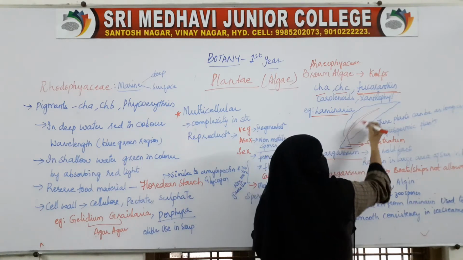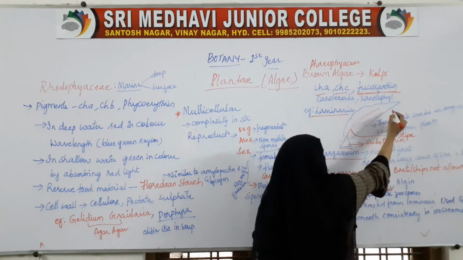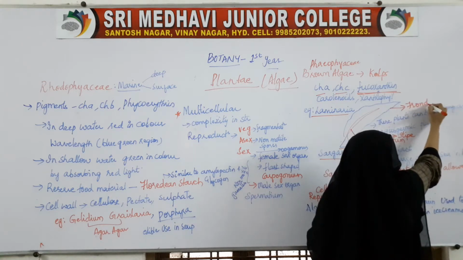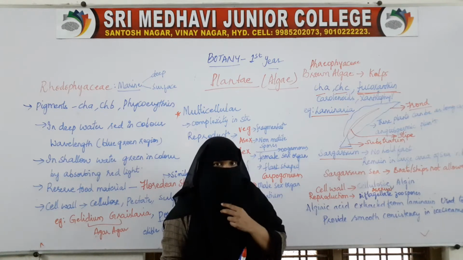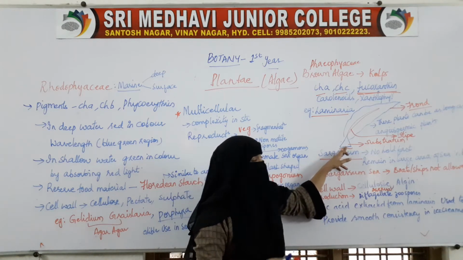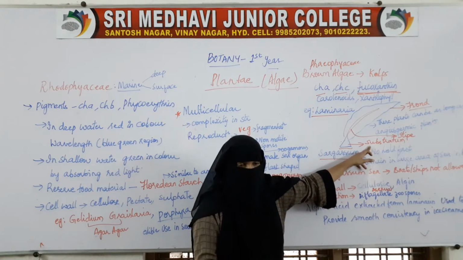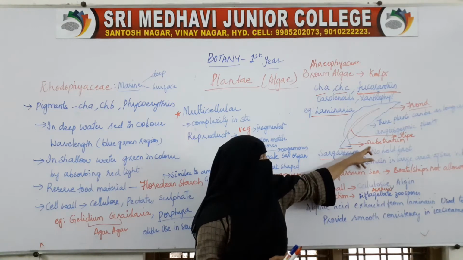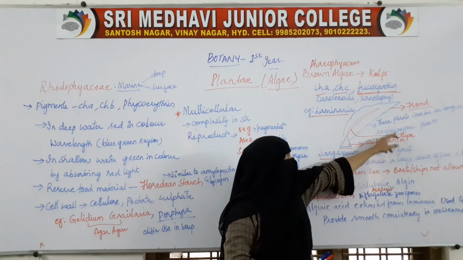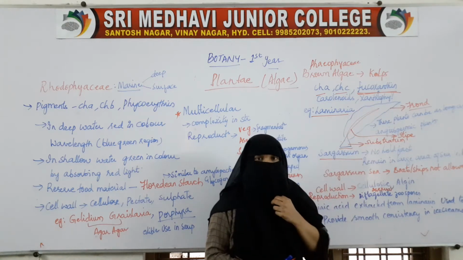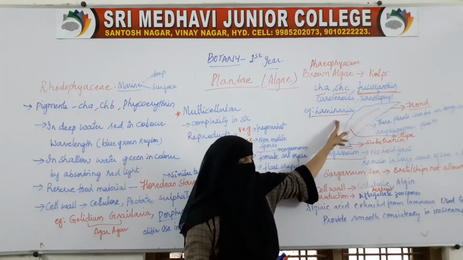Then we have this long structure that is called stipe, and a leaf like structure called frond. The body shows organization. It consists of three parts. Here this is the base. At the base they have holdfast, with which it attaches itself to some substrate. Next we have this simple stalk like structure which is called stipe, and we have a leaf like structure which is the frond. This is generally the body structure of Laminaria.